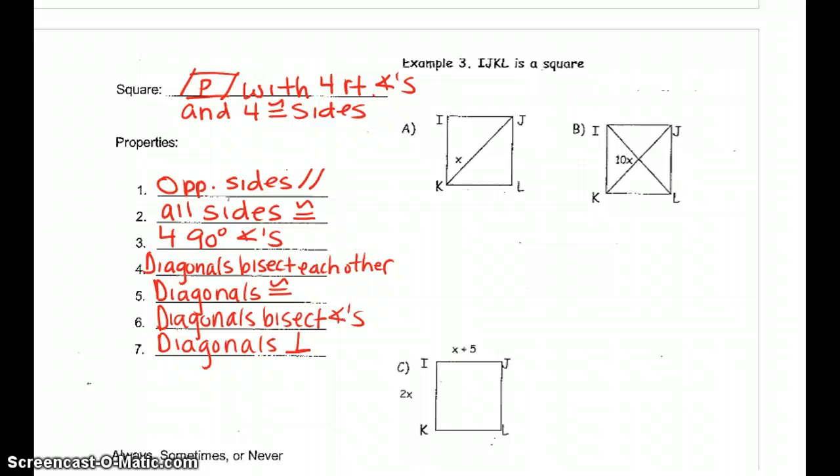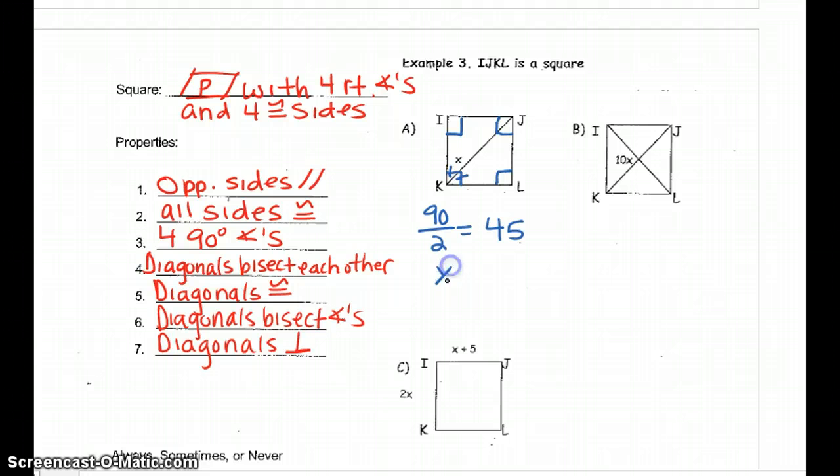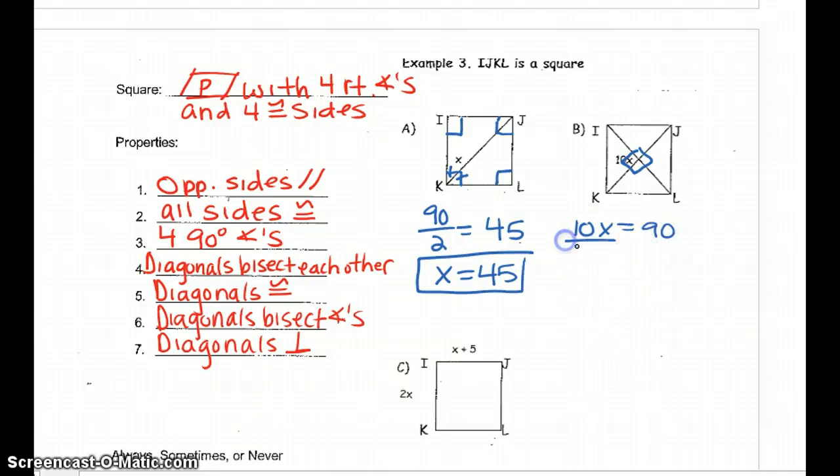In our first example, we know that each of our angles is 90 degrees. We also know that the diagonal cuts each of those angles in half. So if I take 90 and divide it by 2, I know that that small piece x is 45. In example B, I know my diagonals are perpendicular, so each of those center angles is 90 degrees. I can set 10x equal to 90, divide both sides by 10, and my answer for x is 9.